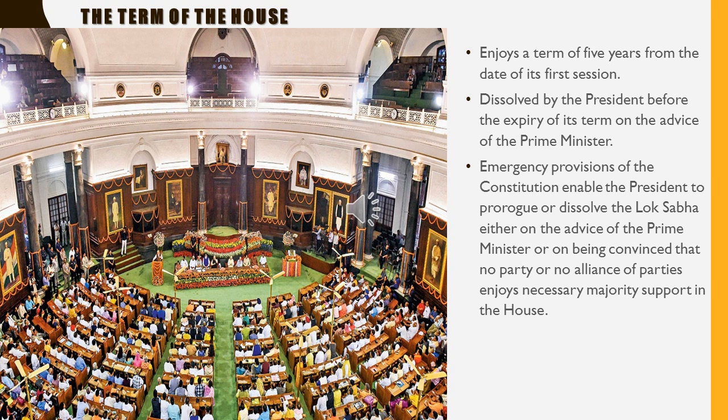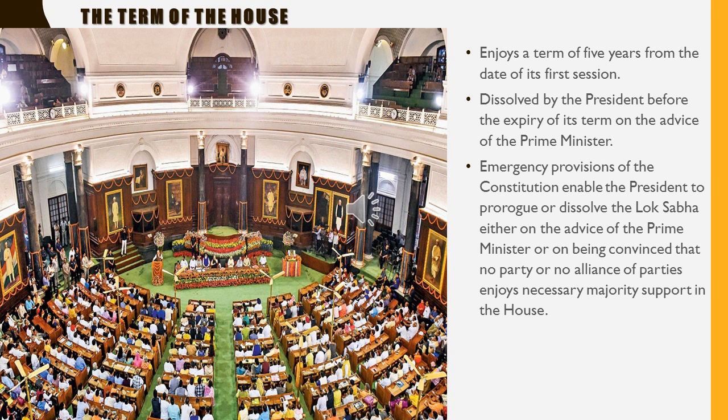The emergency provisions of the Constitution enable the President to prorogue. Prorogue means to discontinue a session of a parliament without dissolving it. So during emergency provisions, the President can discontinue or dissolve the Lok Sabha either on the advice of the Prime Minister or on being convinced that no party or no alliance of parties enjoys the necessary majority support in the House.